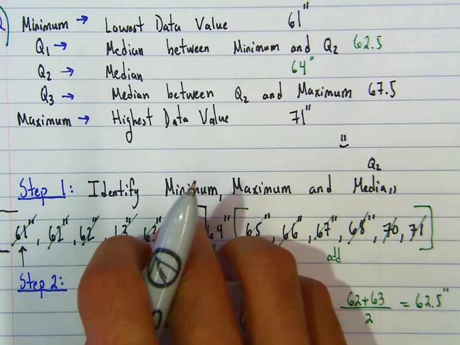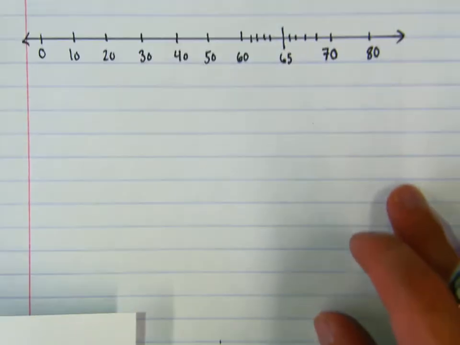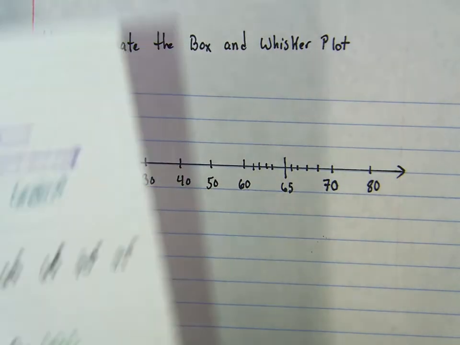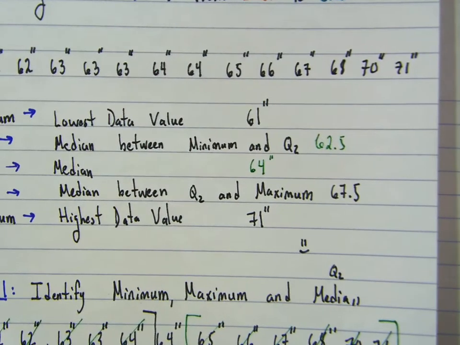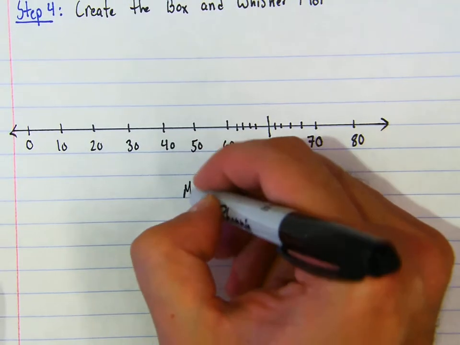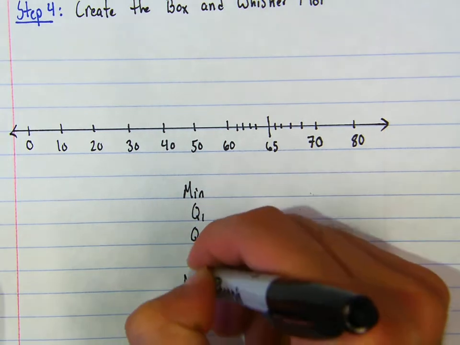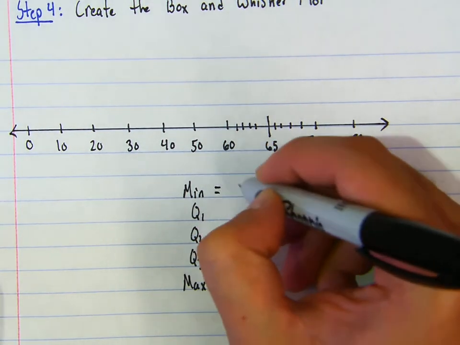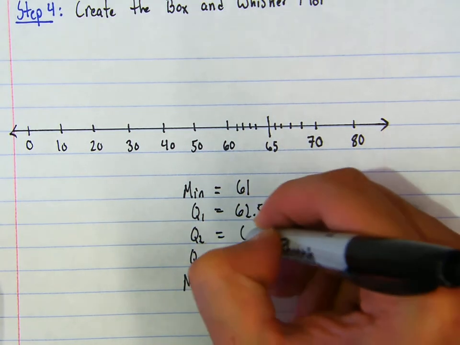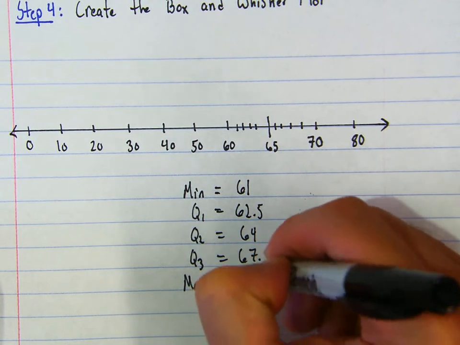But here, once you have these data values, now we're going to create the graph. How do you create the box and whisker plot using these data values? What I could do is rewrite it again. The minimum, Q1, Q2, Q3, the max. The minimum was 61, Q1 is 62.5, this was 64, this was 67.5, and the max was 71.